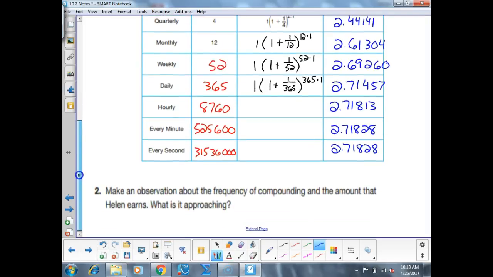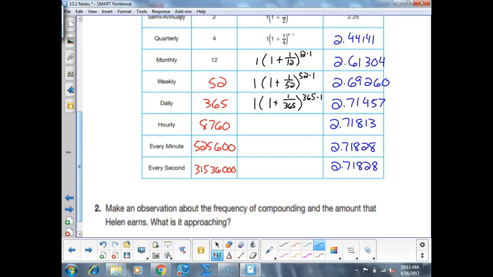Question number 2 is: make an observation about the frequency of compounding and the amount that Helen earns. So look at the chart, talk about what the chart actually means and how that relates to question number 2. Before we get to question number 2, what does this chart actually show?